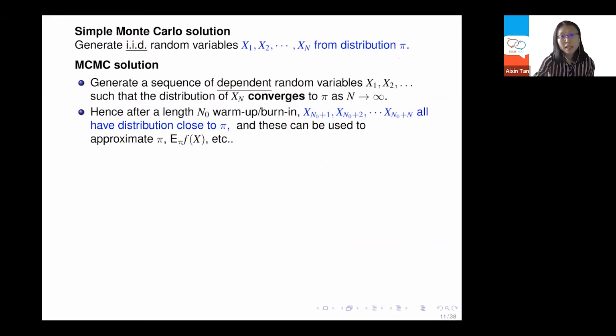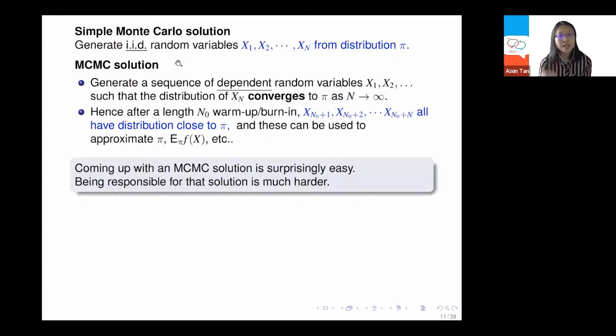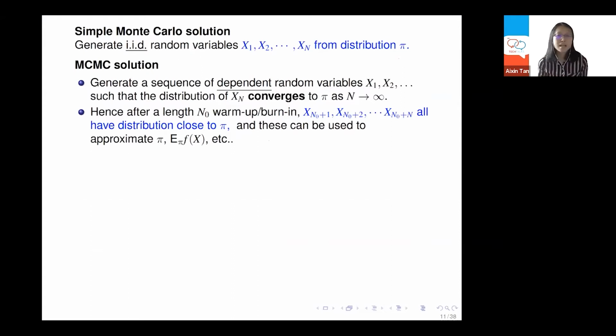It's beautiful, but it has a big prerequisite. That is, you need to be able to generate samples from pi. The MCMC solution is more applicable in that you can consider more complicated pi's. And instead of independent random variables, you generate a sequence of dependent random variables such that the distribution of the nth random variable will converge to the truth. That is, the longer you generate this sequence of random variables, the later random variables will have a distribution that's getting closer and closer to the true target.